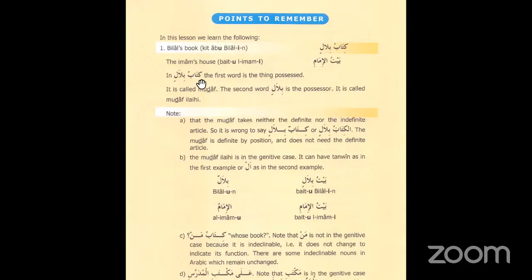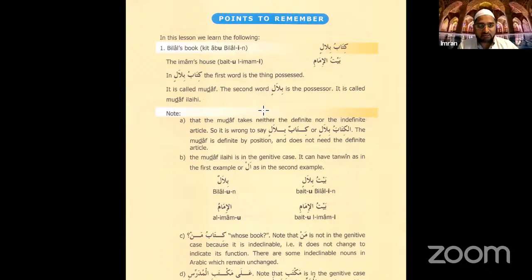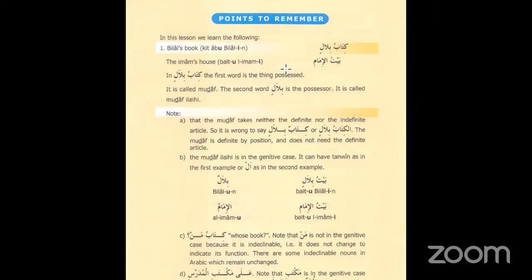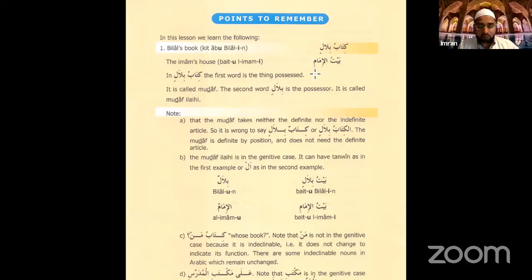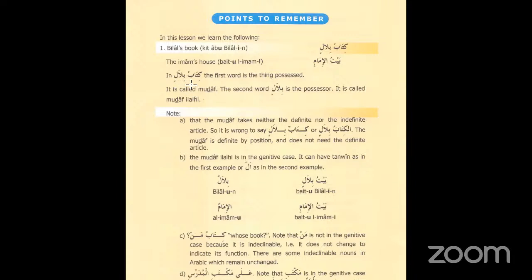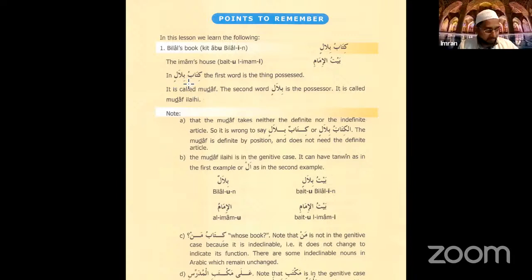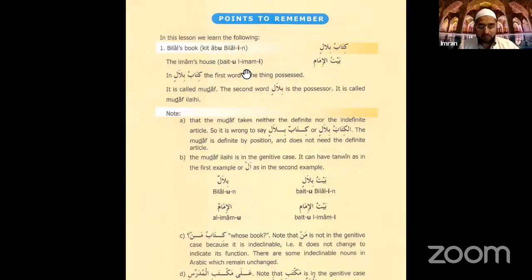Okay. Let's go. In this lesson, we learn the following: Bilal's book, Kitabu Bilalin. The Imam's house, Baytul Imami. In Kitabu Bilalin, the first word is the thing possessed. It is called mudaf. The second word, Bilalin, is the possessor. It is called mudaf ilayhi. Correct. So we have 2 parts, mudaf and mudaf ilayhi.